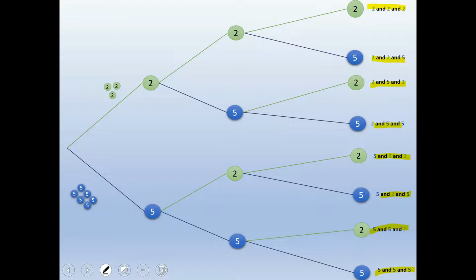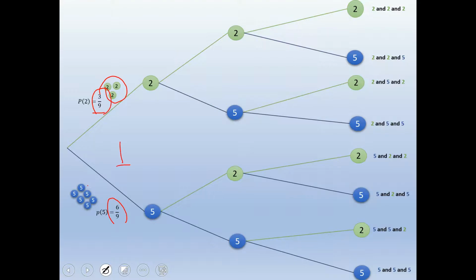Now we are going to put down the probability values on each branch. Since we have 3 counters labeled 2 and 9 counters in total, the probability of selecting a counter labeled 2 in the first trial is 3 out of 9. And then the probability of 5 is 6 out of 9 for the similar reason. Just note that the sum of these 2 probabilities for this set of branches is 1.